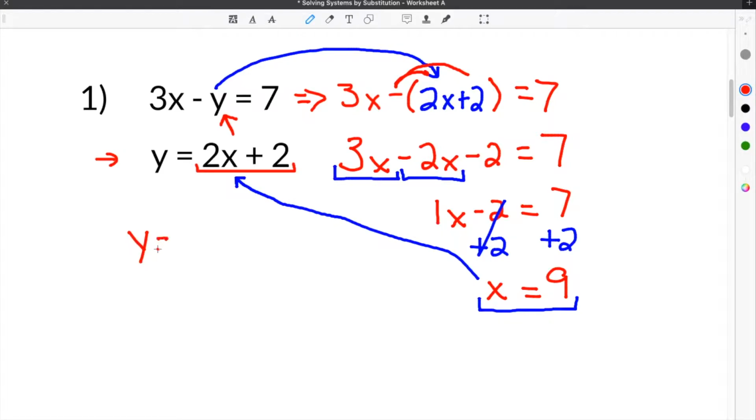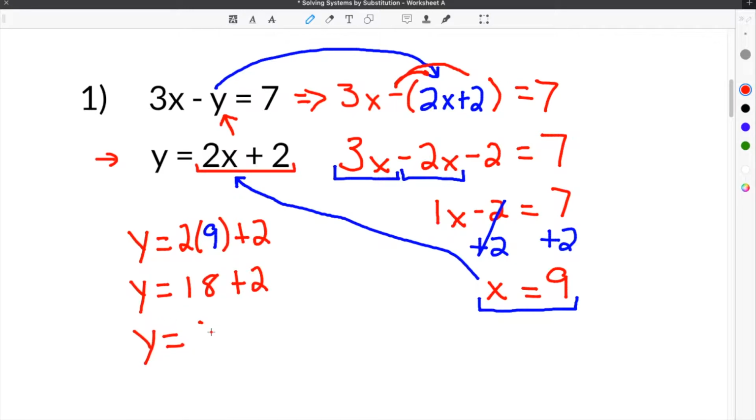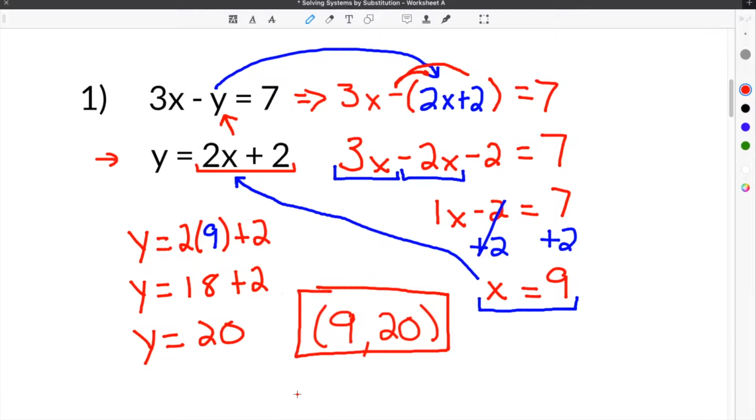So we'll take y equals 2 times our x value, which is 9, plus 2. So y equals 2 times 9, which is 18, plus 2. So y equals 18 plus 2, which is 20. So now our complete solution is x equals 9. So our x coordinate is 9, and then our y coordinate is 20. So we'll use x is 9, y is 20. And that is the coordinate that is our solution.